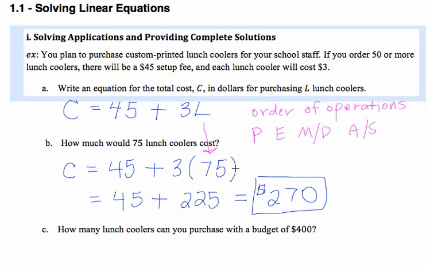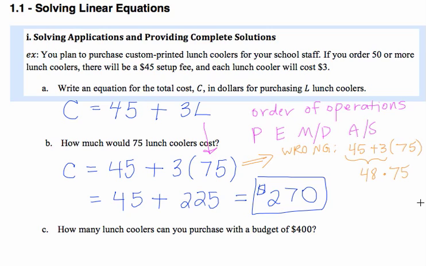Okay, and the idea is you first apply any parentheses. Well, we have parentheses there, but really this is multiplication. Then any exponents, well, no exponents here. Then the important part for this problem is the fact that multiplication and division come before addition and subtraction. So the wrong way to do this one would be to do 45 plus 3 first, and go, okay, 45 plus 3 is 48, and then do 48 times 75, which is some huge number, and definitely not the cost of buying 75 lunch coolers.